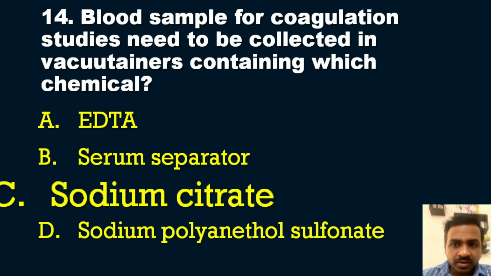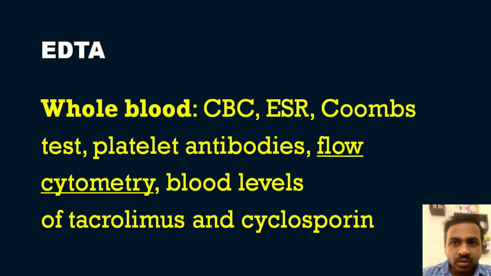The other options, like EDTA, serum separator, sodium polyanethol sulfonate, all these chemicals are used for which tests? That I will be explaining in the explanation session, so have a look at that. We know that EDTA is used for whole blood tests like CBC, ESR, Coombs test, platelet antibodies, flow cytometry, and blood levels of tacrolimus and cyclosporin. Then there are so many other investigations. These are the regular pathological investigations we use, like CBC, ESR, etc. That is the EDTA sample, which usually comes in the purple color vacutainer.